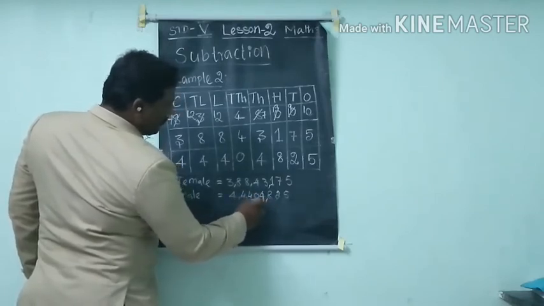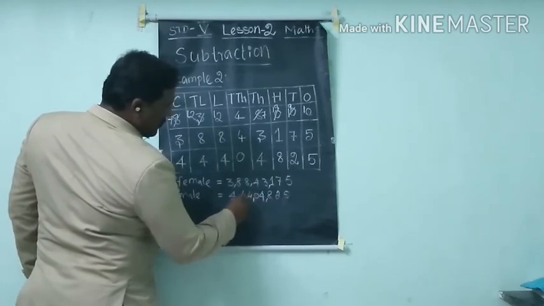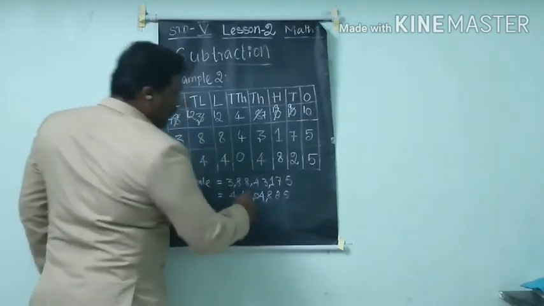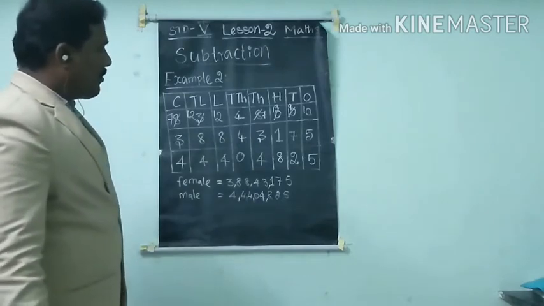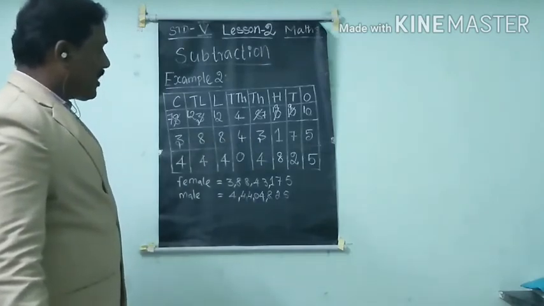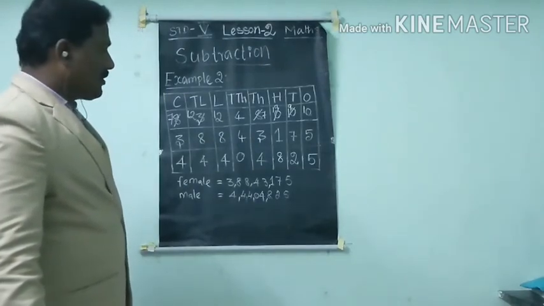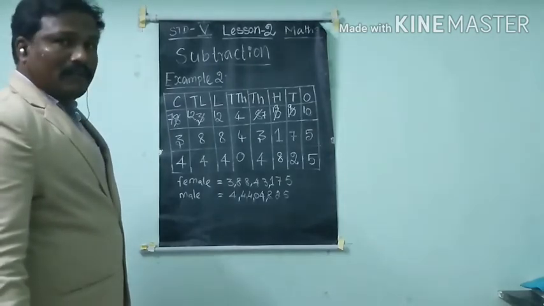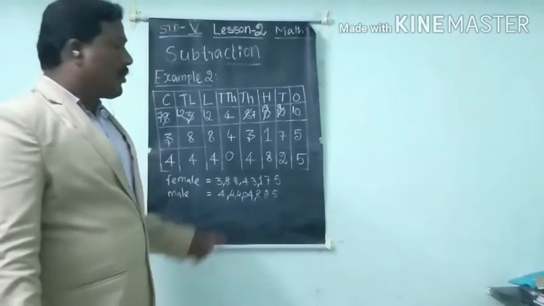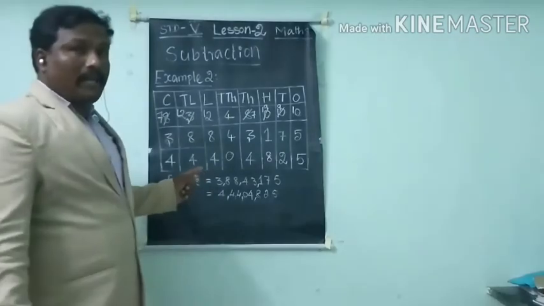So 4 crore, 44 lakh, 4,825. Okay, we got the male count.